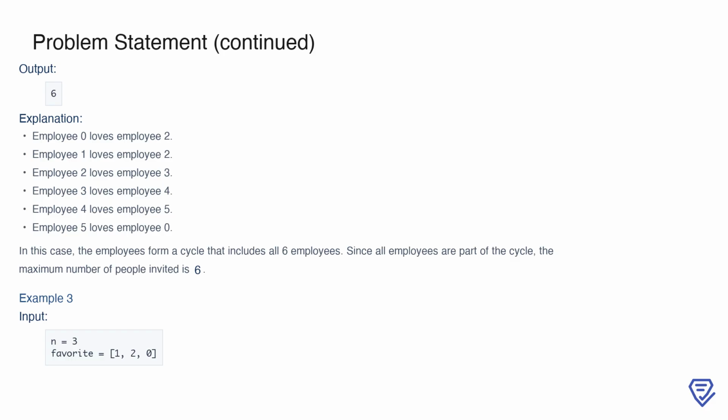Now let's consider another example. Here, n equals 6, and the favorite array is 2, 2, 3, 4, 5, 0. Employee 0 loves employee 2, employee 1 also loves employee 2, and the chain continues with each employee pointing to the next until employee 5, who loops back to employee 0. This forms a cycle that includes all 6 employees. Since everyone is part of a single cycle, it's possible to invite all 6 employees to the meeting. Therefore, the output is 6, which represents the total number of employees that can attend.